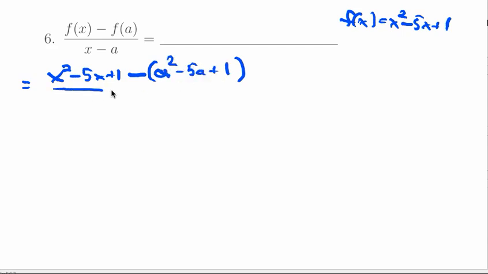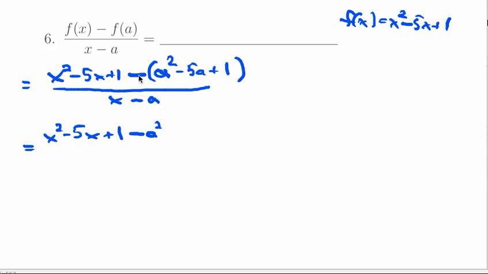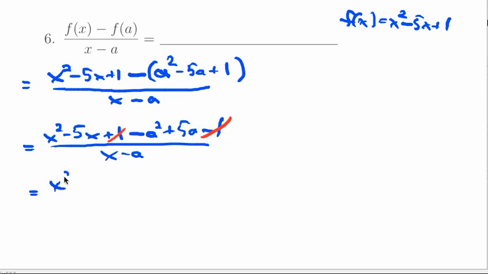And I'm subtracting all of it. Therefore, I need those parentheses. The whole thing is over x minus a. Let's do the next step, which is to subtract the things that are in the parentheses. Minus a squared plus 5a minus 1. This is all over x minus a. And what we see here is one cancellation I can do is to subtract off and add the 1 to get 0. Okay, so here's where I am so far. I'm at x squared minus 5x minus a squared plus 5a.